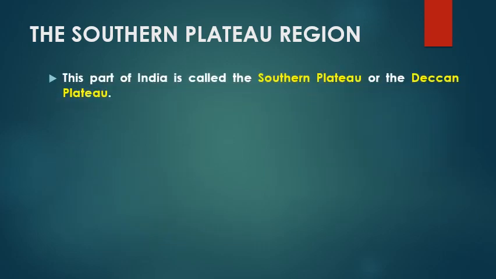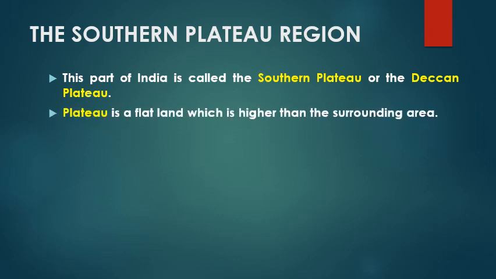Now this part of India is also called the Southern Plateau or the Deccan Plateau. Now what is a plateau? It is a flat land which is higher than the surrounding area. So plateau is not very flat like plains, and it is not very steep and high like mountains. It is just a flat land which is little higher than the surrounding areas.